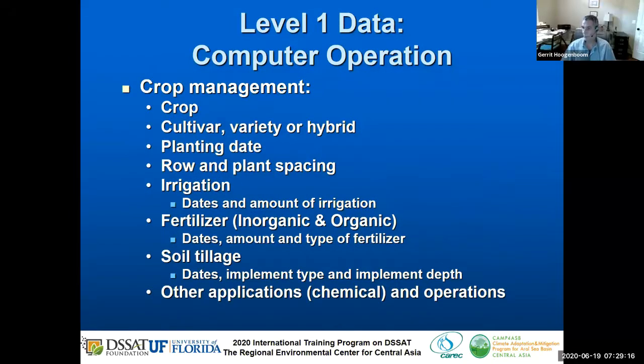Then for the crop management part, we need a lot of detailed information, and in some cases we realize, although it is quite basic, it's not always available.